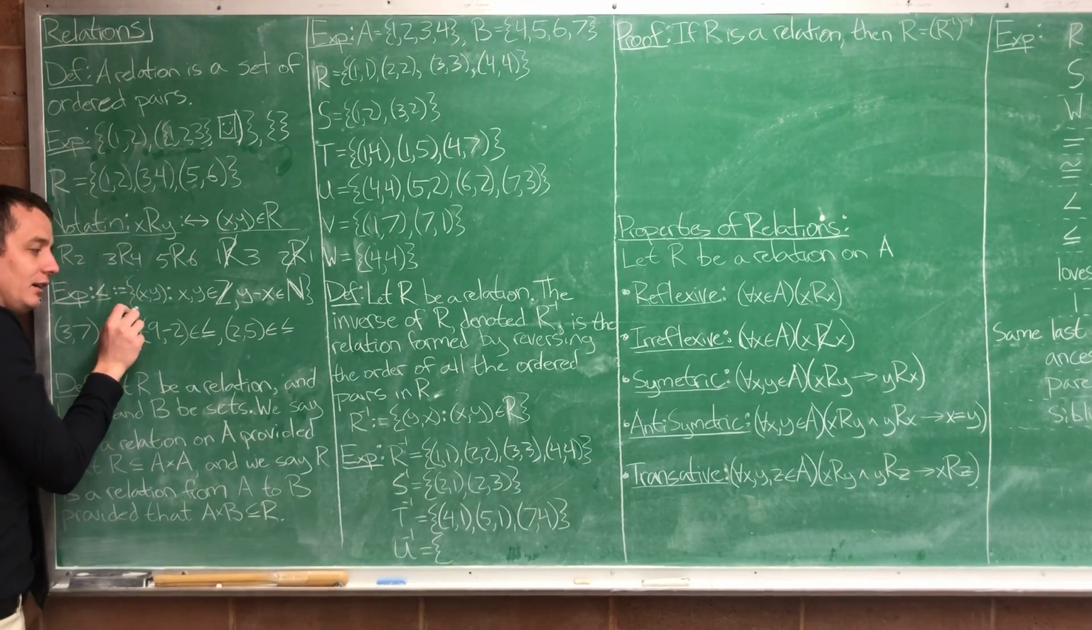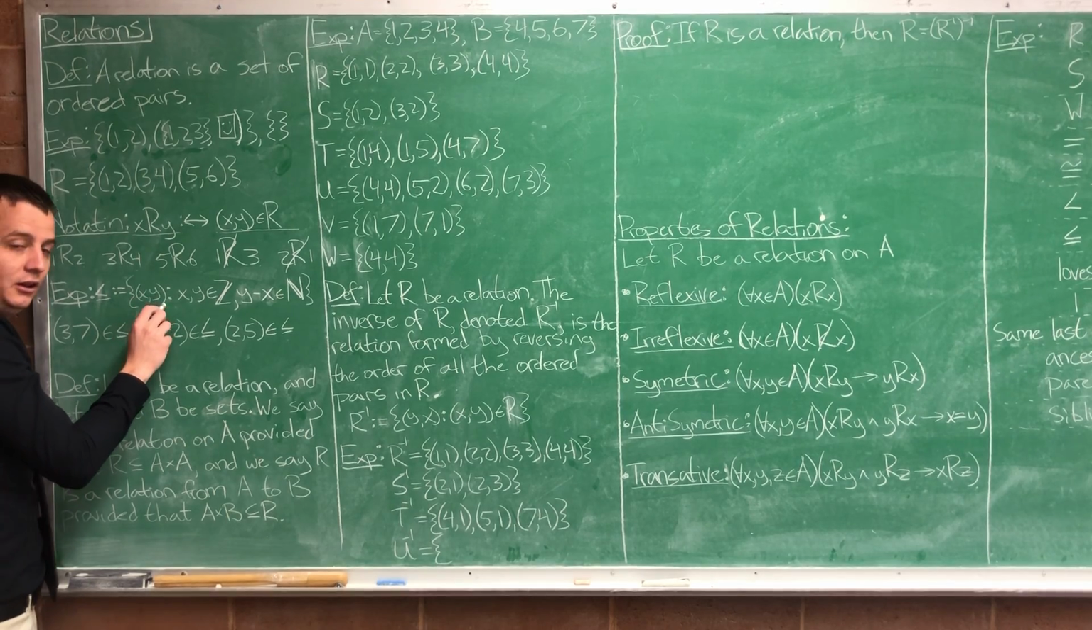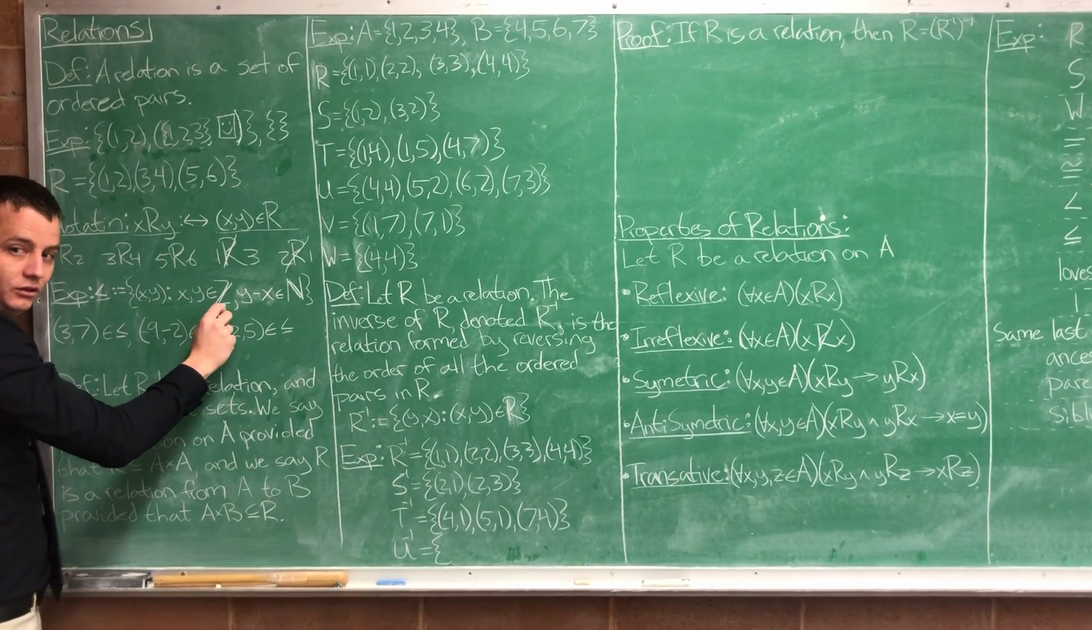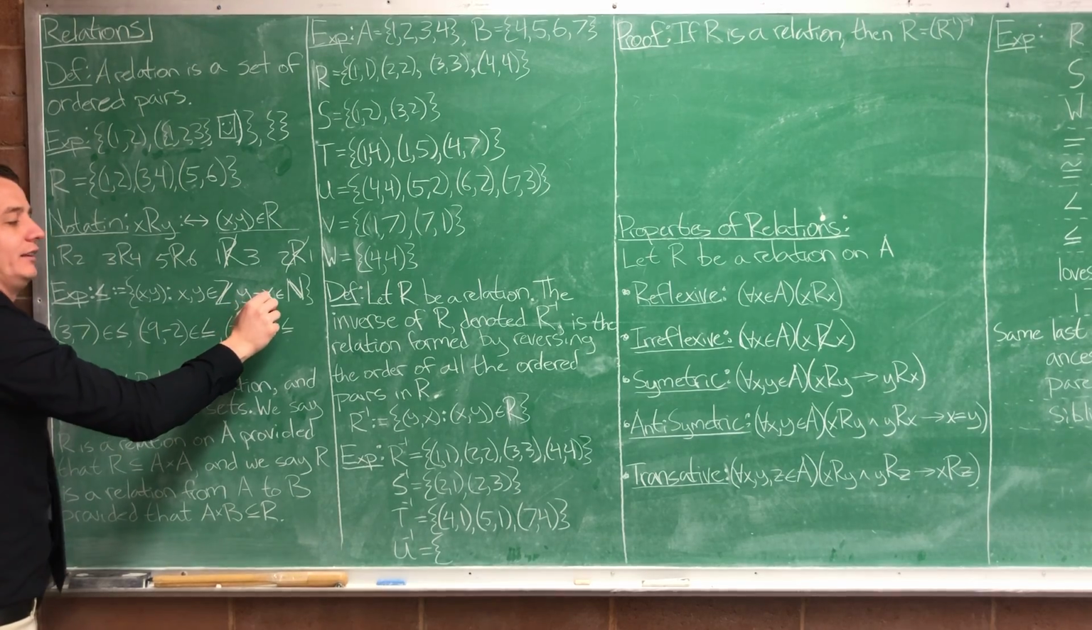Let's do another example. We're going to look at the set of all ordered pairs (x, y), where x and y are integers, and y minus x is a natural number.